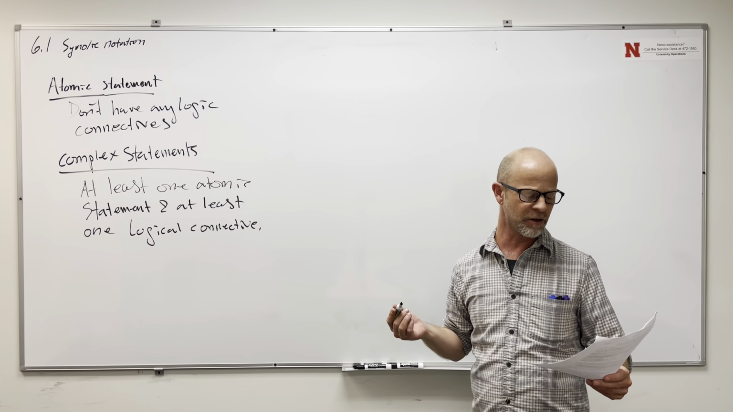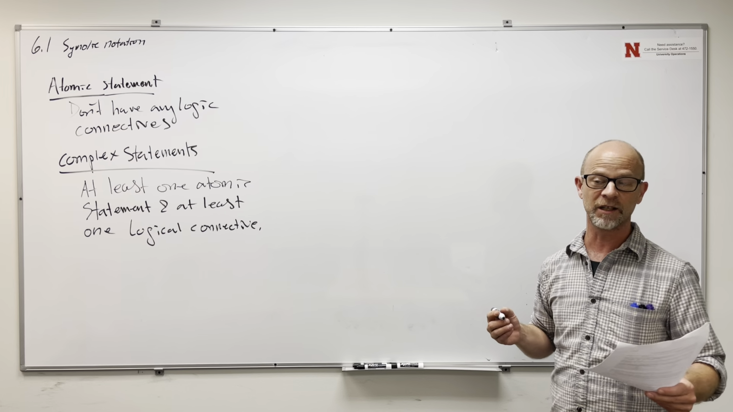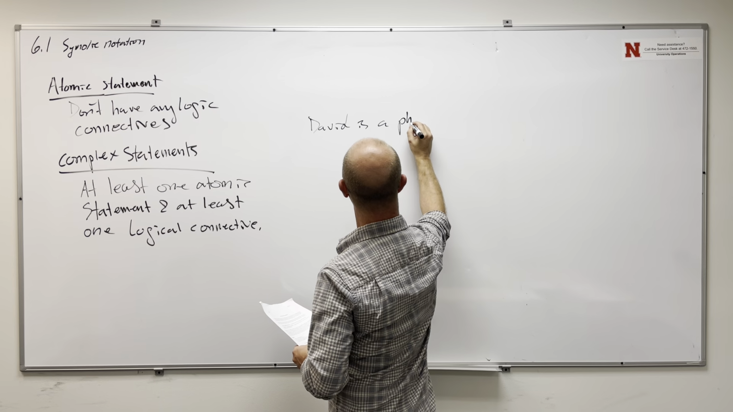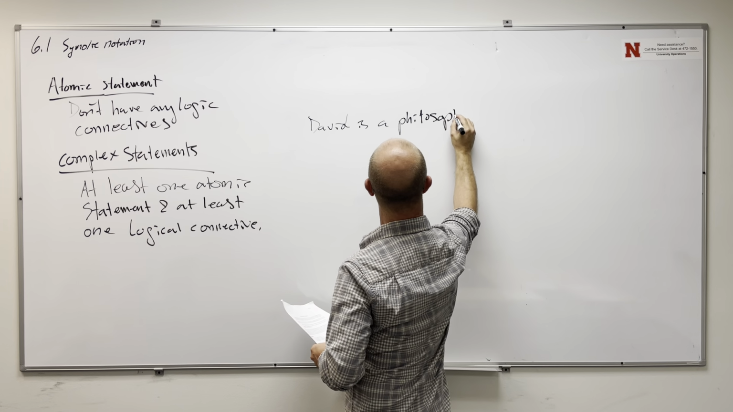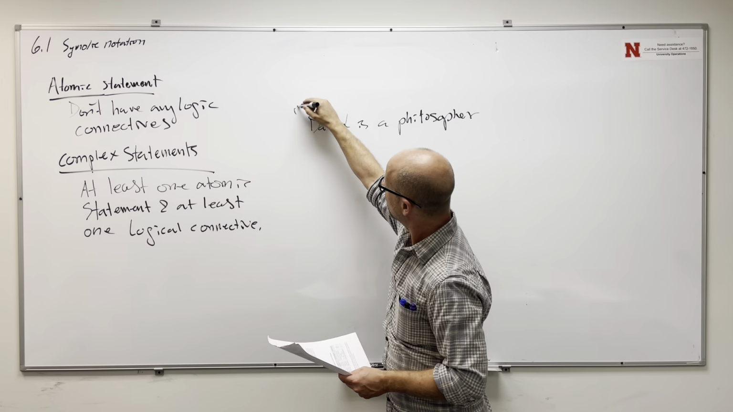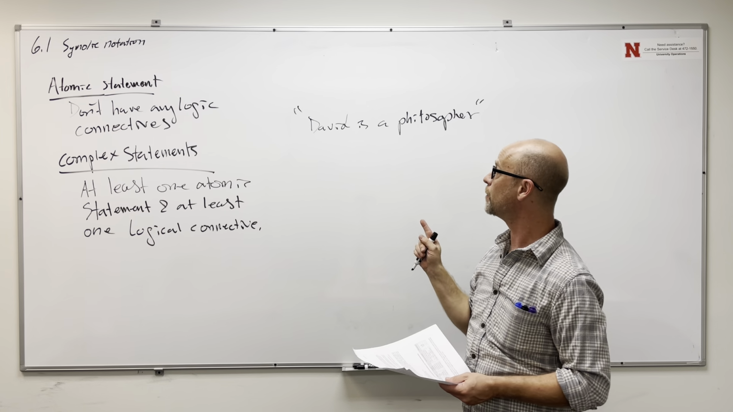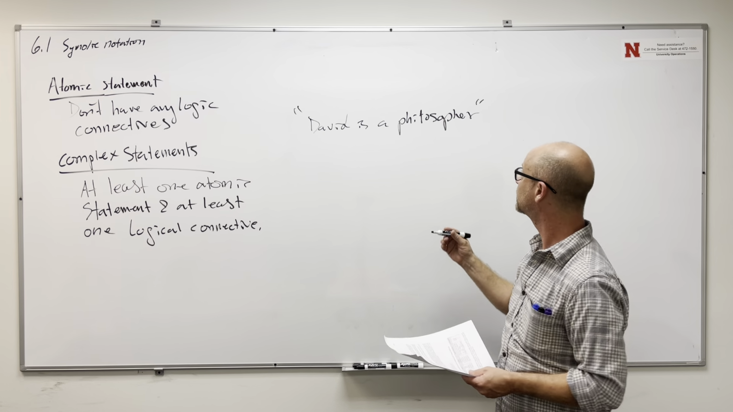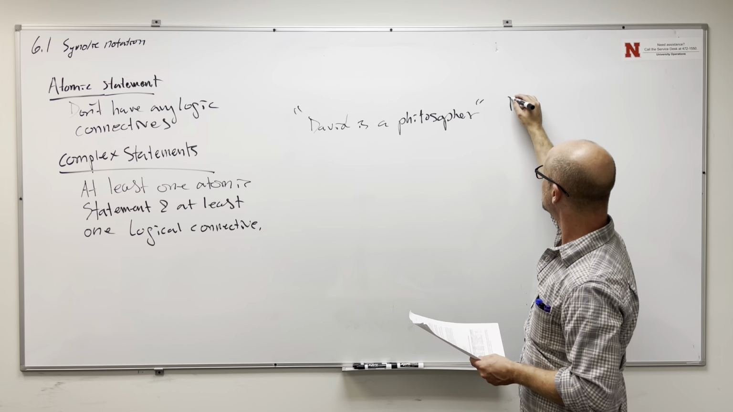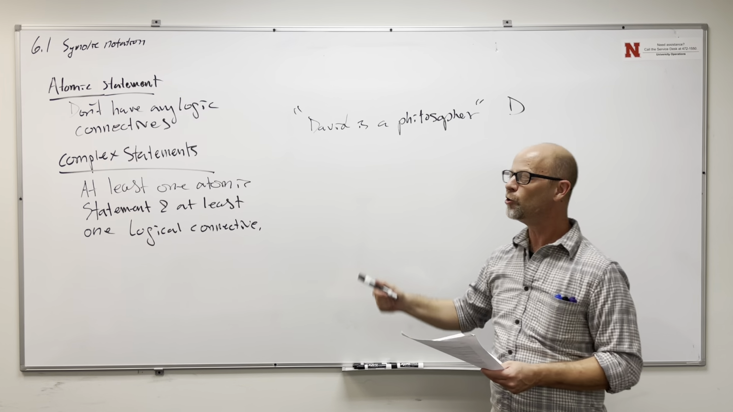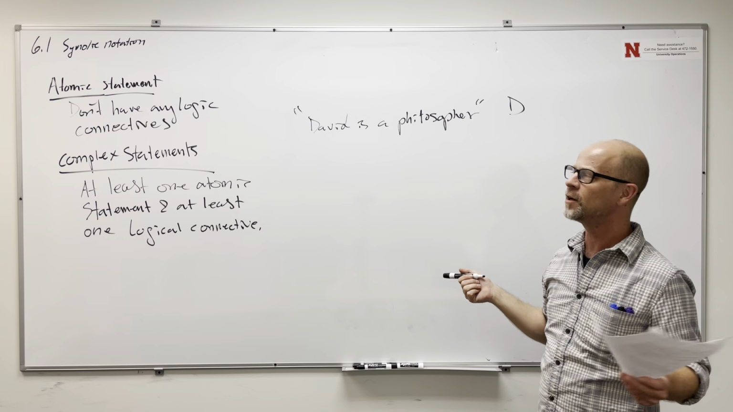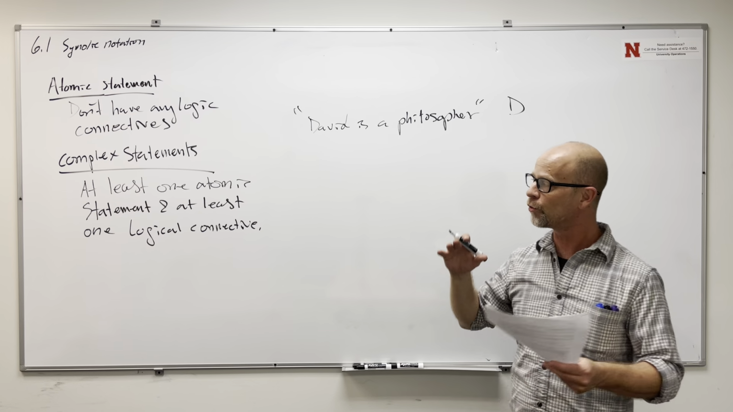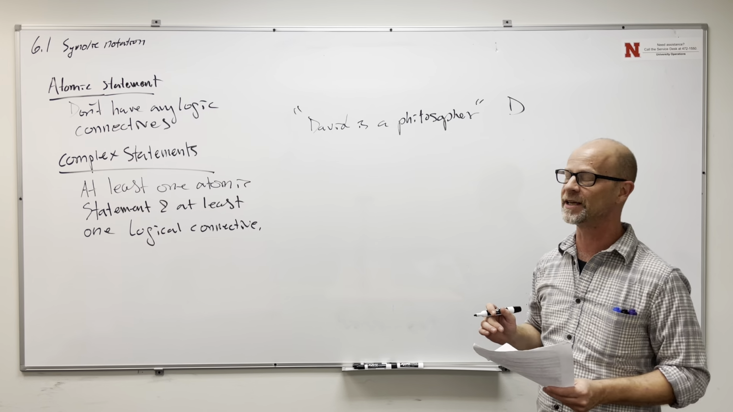So for instance, on the handout, I've got this example. David is a philosopher, right? This statement is going to be an atomic statement. It's a simple, basic statement. It doesn't have any logical connectives in it. And so we can just call this D for David. You could call it P for philosopher if you want, but either way is fine, as long as you're being consistent all the way through the proof, as we will eventually get to it.